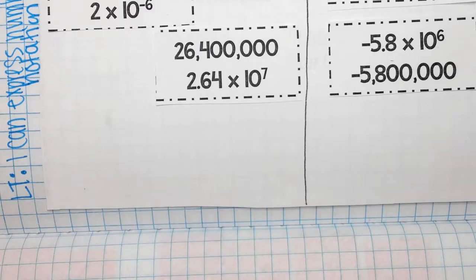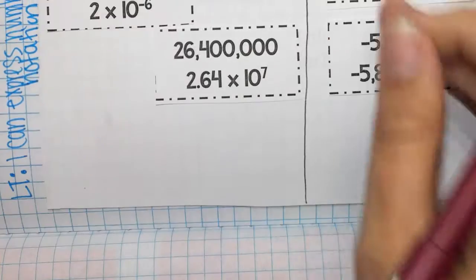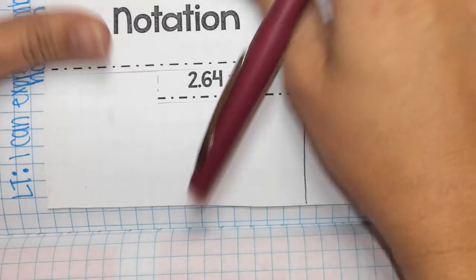Alright, so example A. We're going to write example A under the standard to scientific notation. So we're going to write example A at the bottom down here on the left.